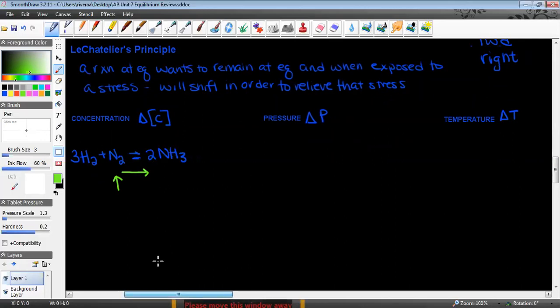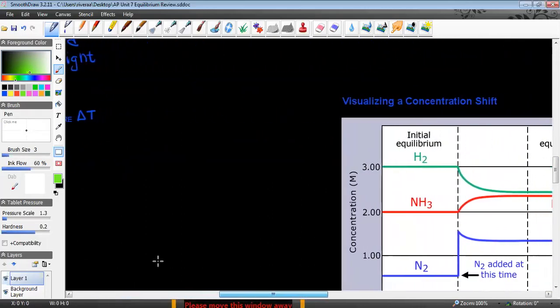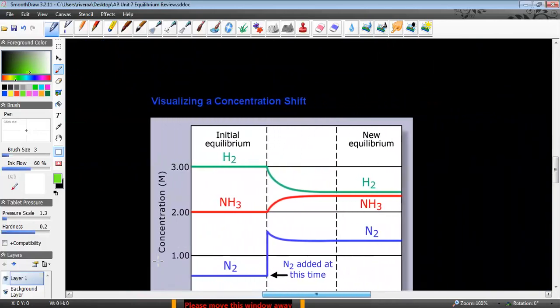Ooh, did I just pick the exact example that I had diagrammed over here? I did. I'm so smart.